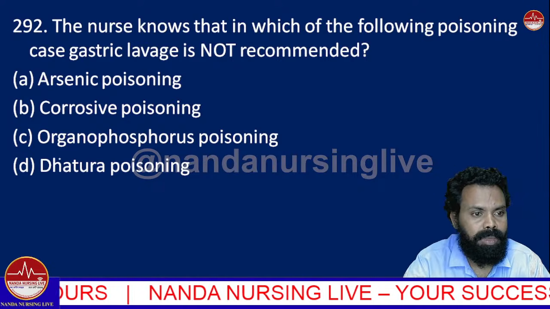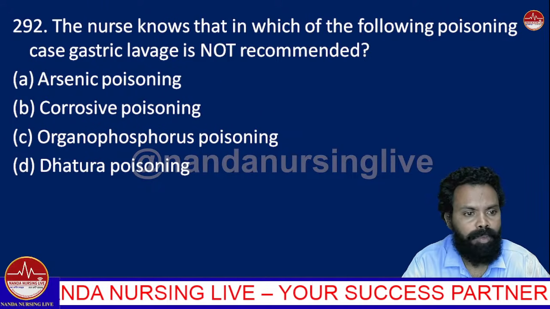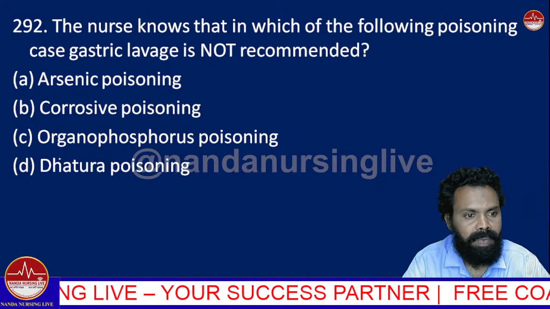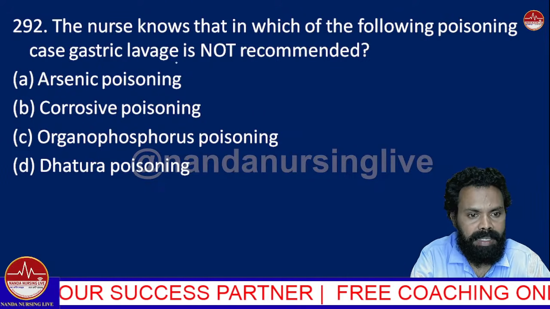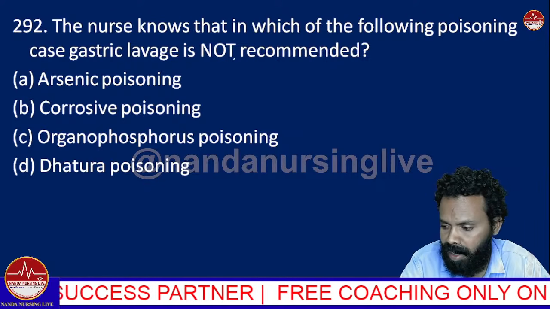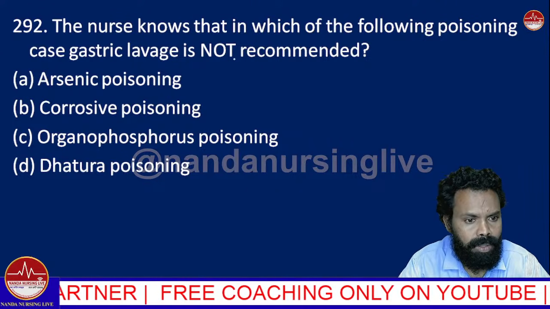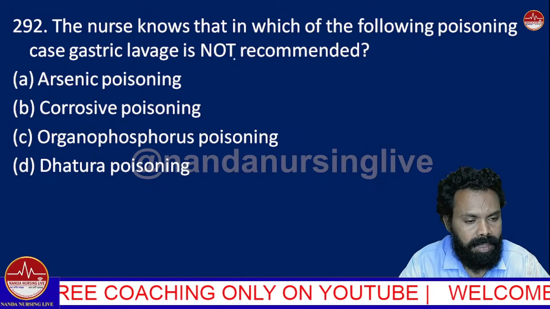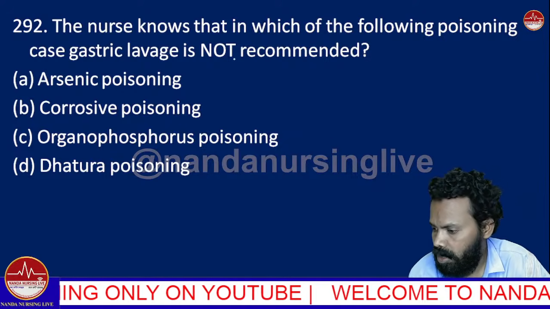Next question, question number 292. The nurse knows that in which of the following poisoning cases gastric lavage is not recommended. Option A is arsenic poisoning, option B is corrosive poisoning, option C is organophosphorus poisoning, option D is dhatura poisoning. So which option is the correct answer?